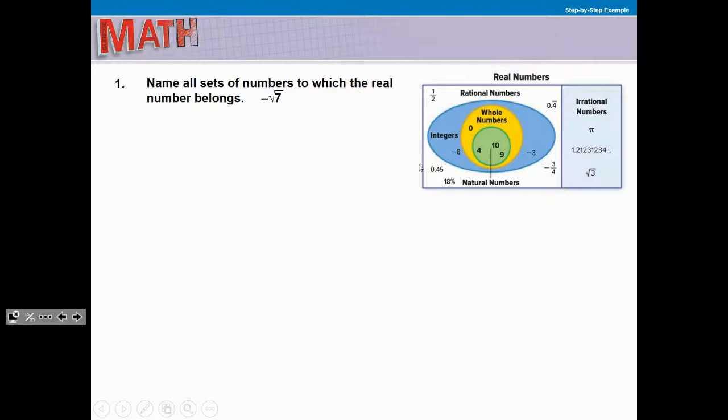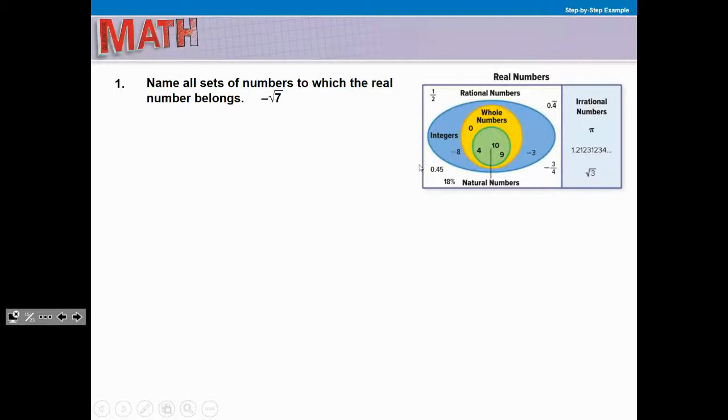Name all sets of numbers to which the real number belongs. So that is the square root of 7, and I notice 7 is not a perfect square. So therefore, I could use my calculator. We're going to be using calculators in this lesson to get some of the not perfect square roots.